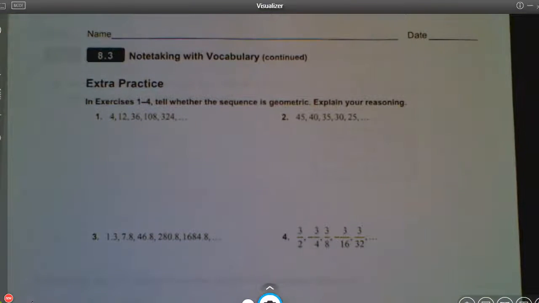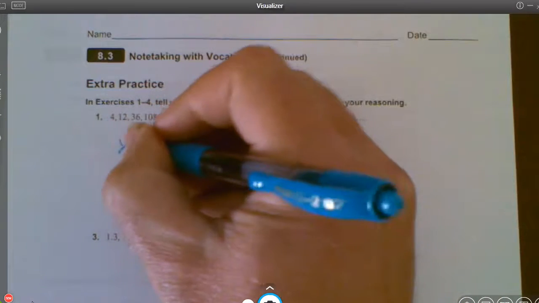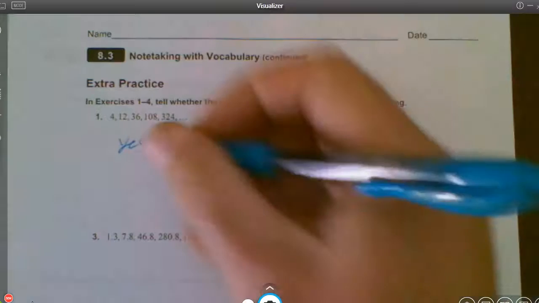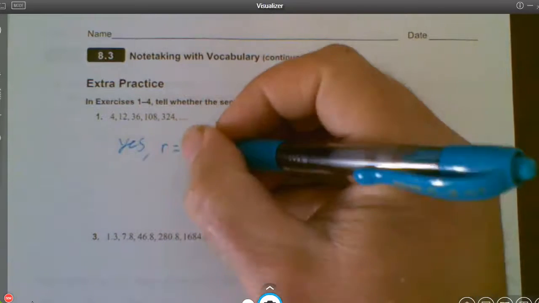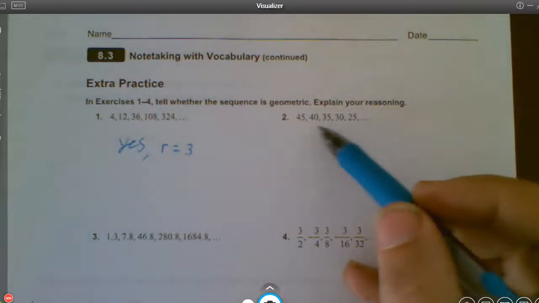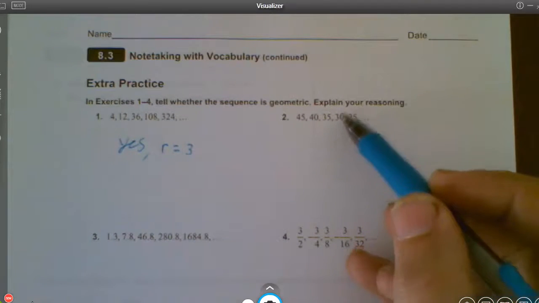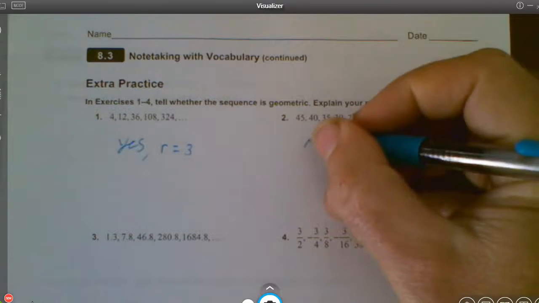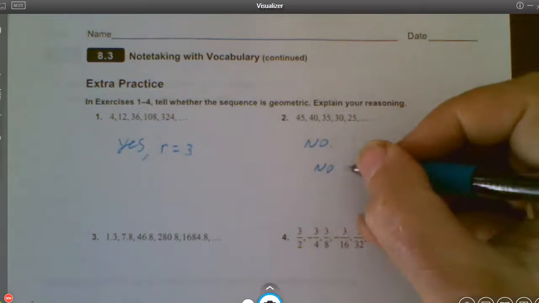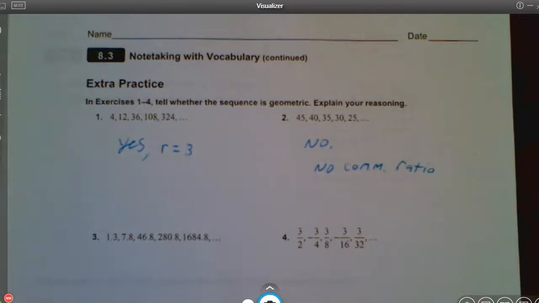And just like with arithmetics, it starts out by asking you simply, is this a geometric sequence? So if you look at these, are they multiplying by the same number every time to get the next term? And we would say yes. So when they say explain your reasoning, we would say it's because they have a common ratio of 3. If you look at a case like this, this would be arithmetic, right? Not geometric. They are adding -5 every time to get the next term. So that would be arithmetic, so no, because there is no common ratio. So there's kind of the intro.